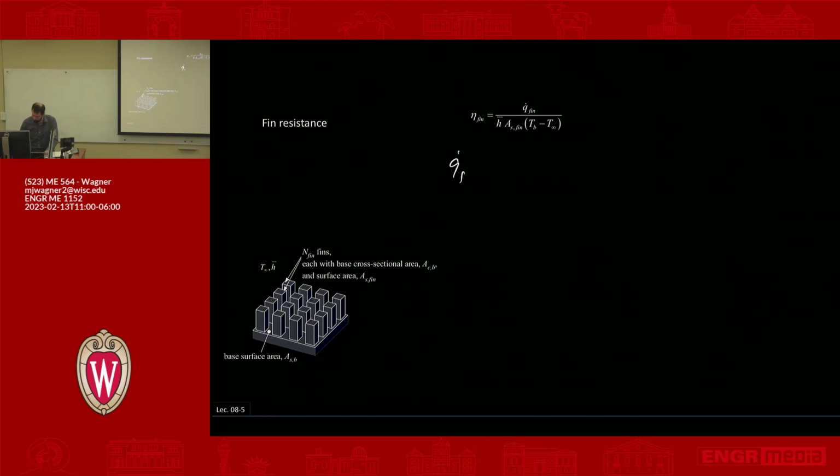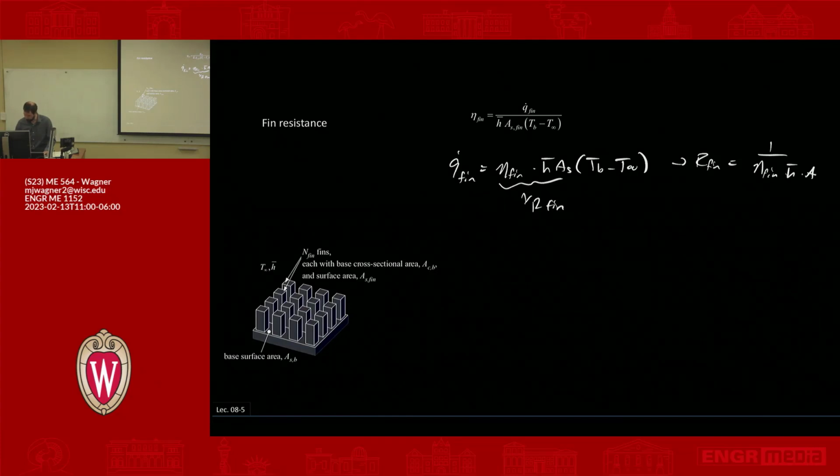And we end up with Q dot fin is equal to eta fin times h bar AS times TB minus T infinity. All right. Remember, all we need for our resistance is some driving potential and then some stuff multiplying it. And that stuff multiplying it is 1 over the resistance. So this here becomes 1 over R fin. Or just to write that out explicitly, we would say R fin is equal to 1 over eta fin times h bar times AS.